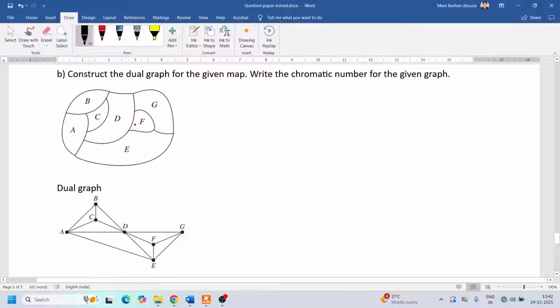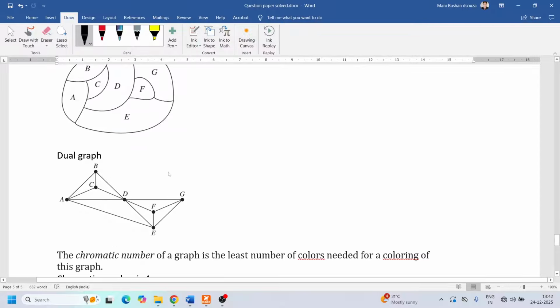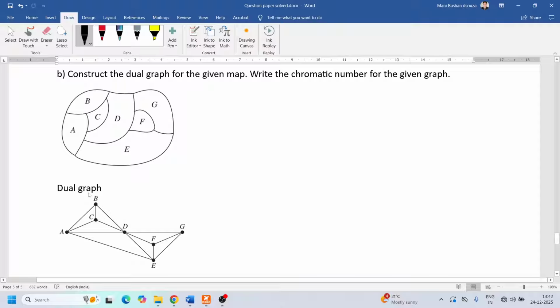Coming to F here, F is connected to D, G and E. Let us look at the G here. G is connected to D, G is connected to F, G is connected to E. And that is the map that you have created. So you have the dual graph of the given map. This is the dual graph of the given map.